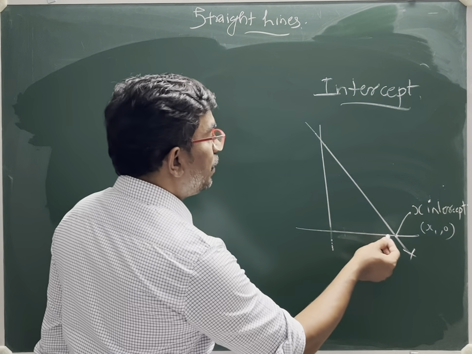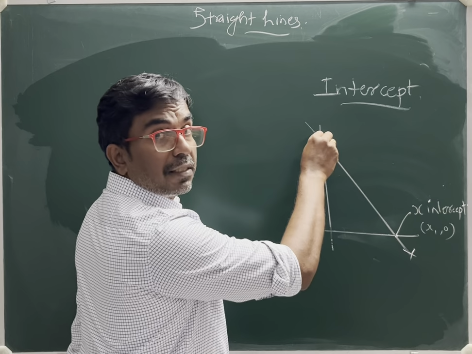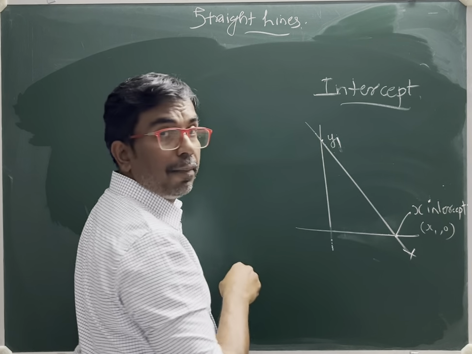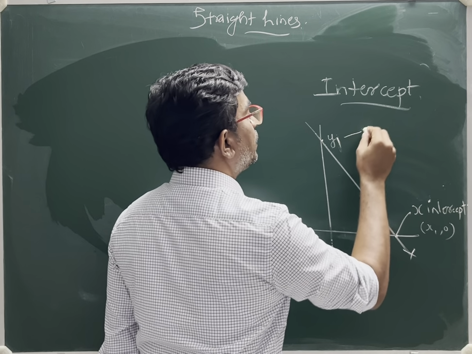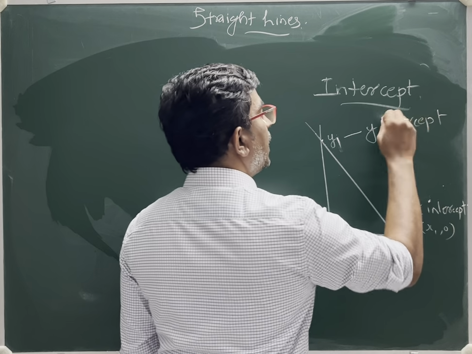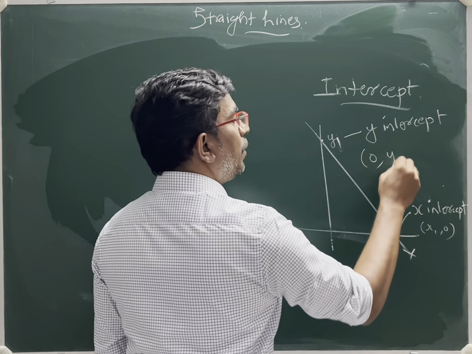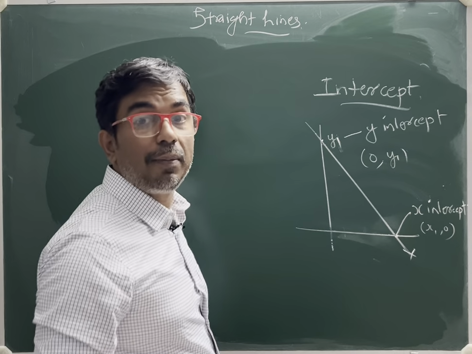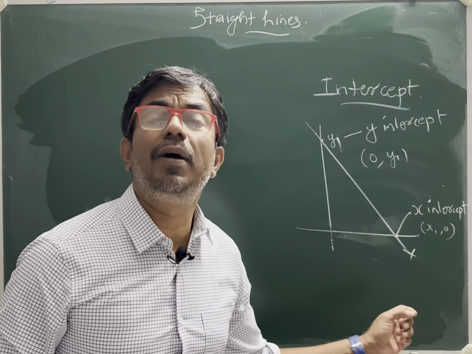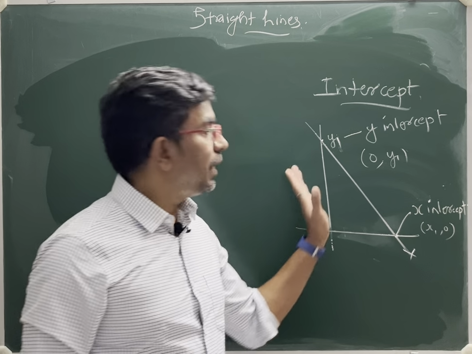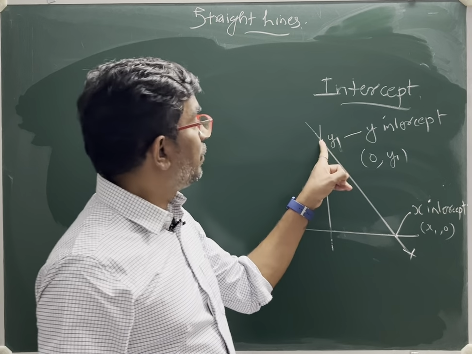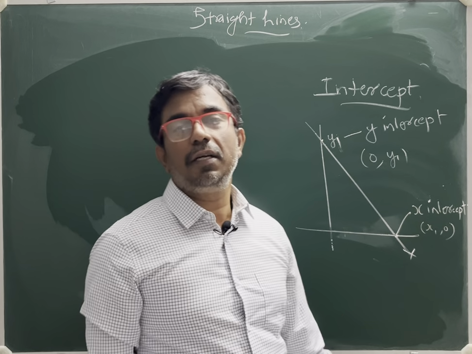And the point where the line meets the y axis, let us say y1, is called the y-intercept. As a point, when you write it, you will write 0, comma y1. So what do you mean by x-intercept and y-intercept? It is nothing but the point where the line meets the axis. If the line meets the x-axis at 5, I will say 5 is the x-intercept. If the line meets the y-axis at 7, 7 is the y-intercept.